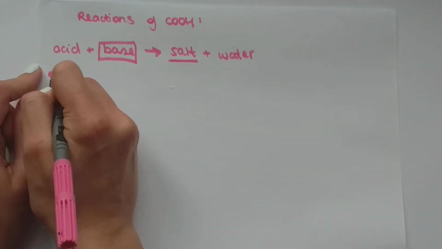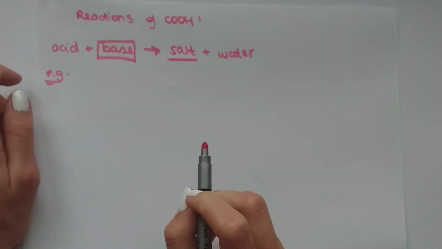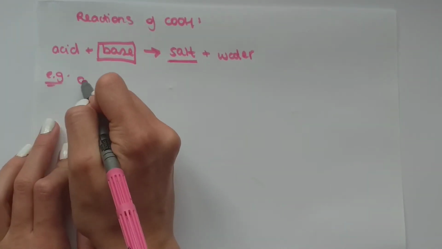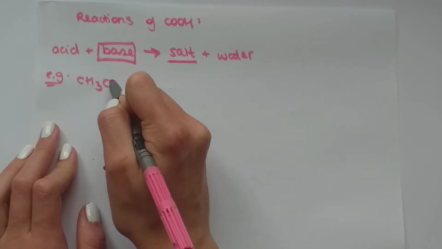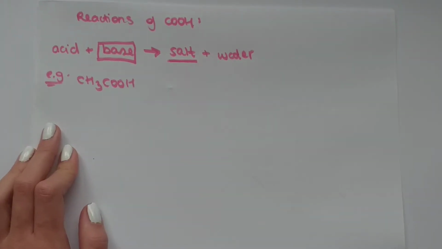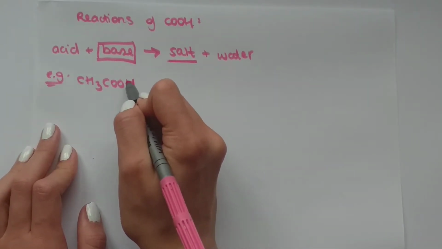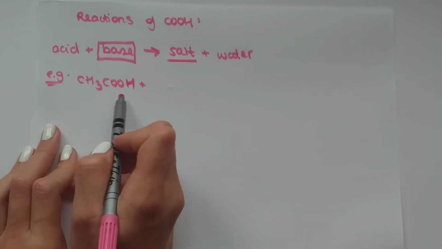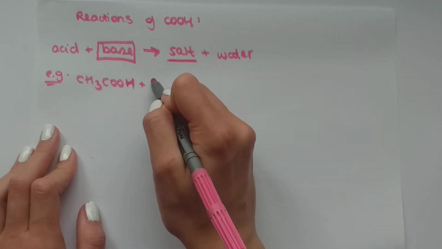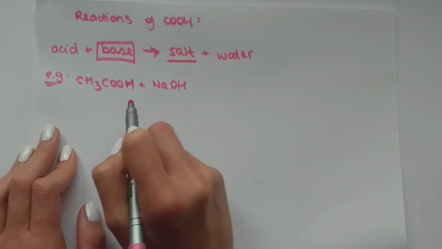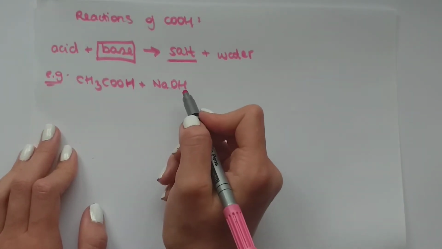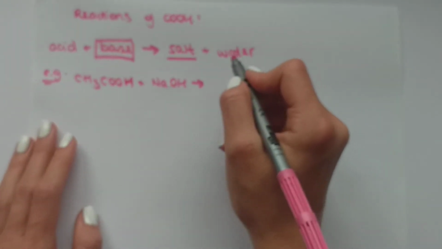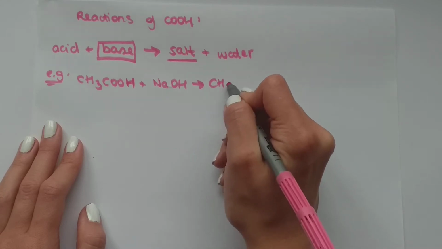Okay, so let's work through an example. An example of acid that I'm going to use is ethanoic acid. Very easy acid, and it's also a weak acid. Now we're going to have a base. This is a base. What is going to be formed is a salt.